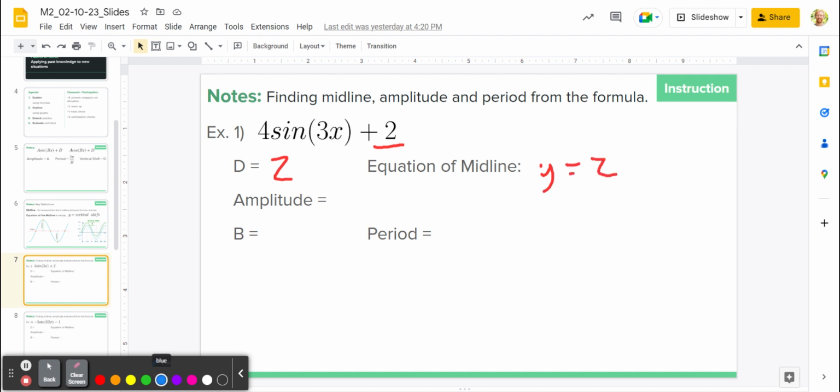The amplitude, again, that's just out in front. You guys are getting good at this. That should be 4. And our b variable is going to be 3. And so we can use our formula 2 pi over b to calculate our period, which in this case is 2 pi over 3. And in this case, we can't actually simplify it any further. We can just leave it as that.